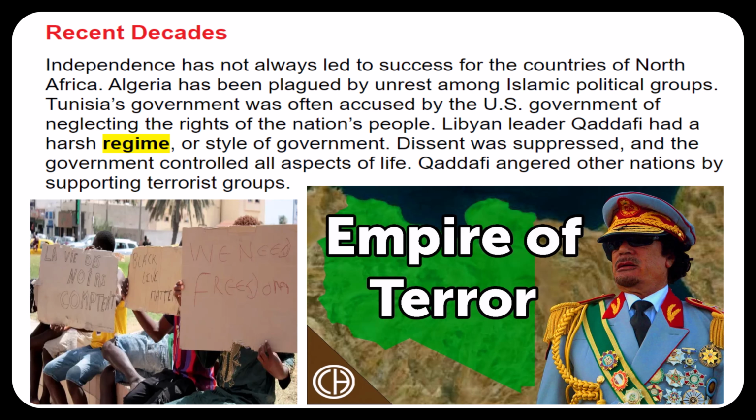And now we can answer a couple questions. Question 17. What problems has Algeria faced since winning independence? Well, there's been a lot of unrest among the Islamic political groups there, and that has really plagued them. Question 18. What criticism has America accused the Tunisian government of since it won its independence? Well, we have accused them of neglecting the rights of their people, human rights.